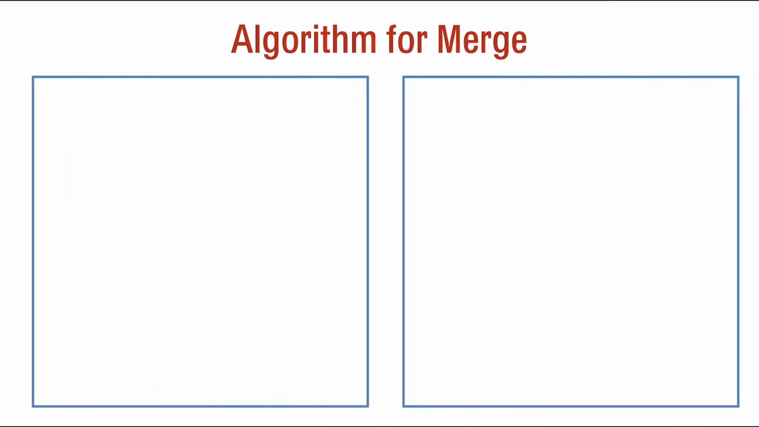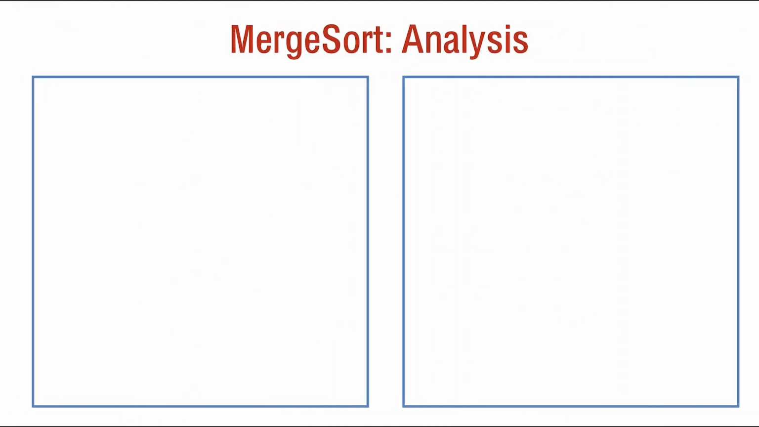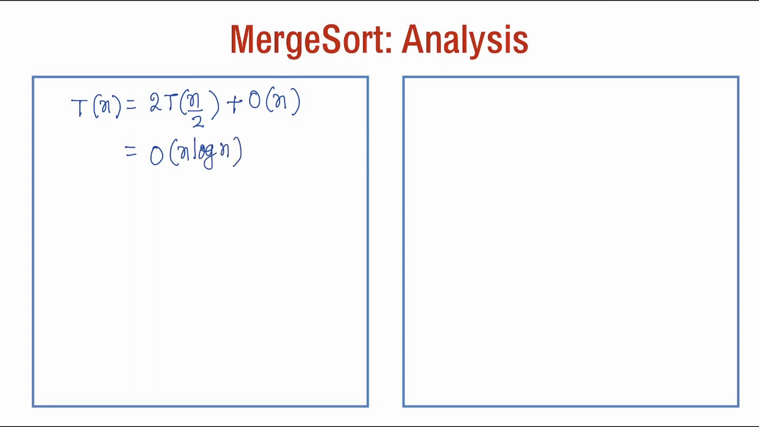Now that we have done the algorithm for merge, let us do the analysis again. The analysis, as we have seen, is T(n) equal to 2T(n/2) plus order n, which is equal to order of n log n, which is our algorithm. And the order n comes from the merge part, which we have already seen.